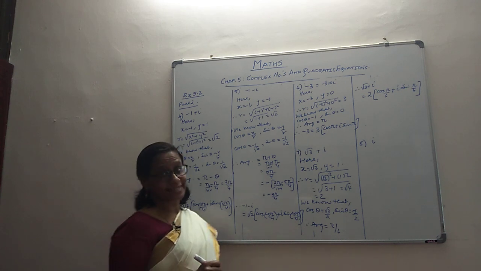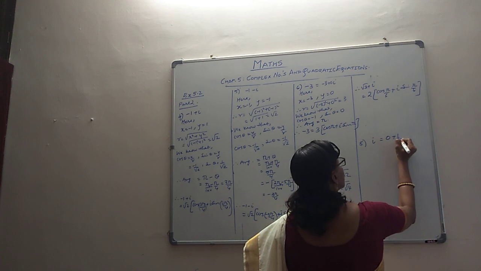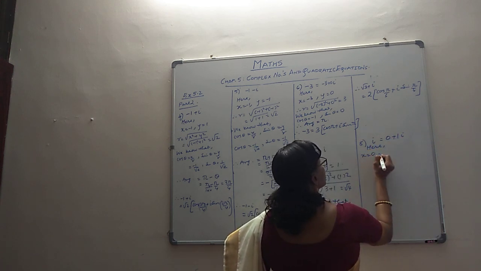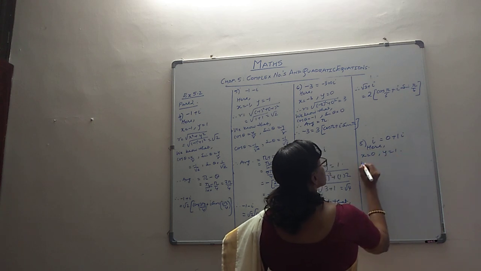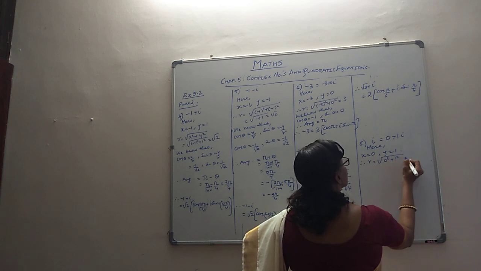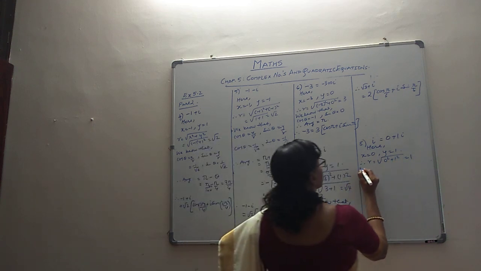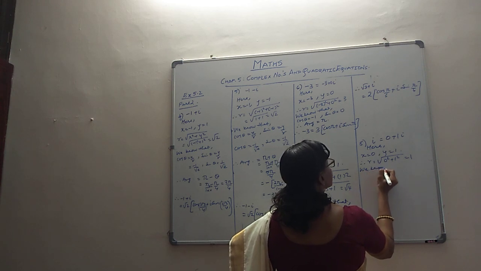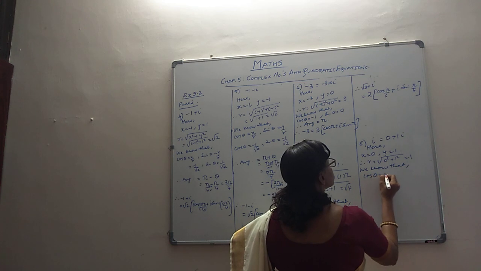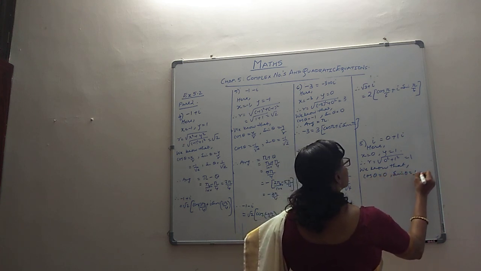The 8th is i. i means 0 plus 1i. So what happens? x is 0, y is 1. What is r? 0 squared plus 1 squared, that's 1 only, right? r has become 1. Okay, how about cos theta and sin theta? We know that cos theta is x by r, so 0 only. Sin theta is y by r, that's 1 by 1, 1.